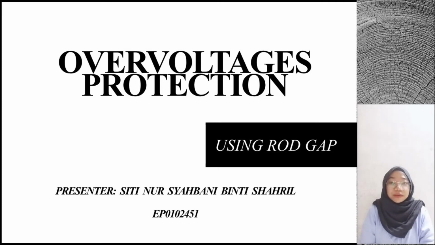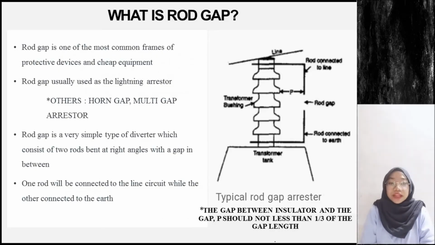I would like to proceed with presenting another type of overvoltage protective device, which is the rod gap. What is a rod gap? The rod gap is the most common form of protective device used for overvoltage protection, especially in terms of lightning arresters. Other than the typical rod gap as shown in the figure, we have the horn lightning arrester and the multi-gap lightning arrester. The rod gap is the most commonly used device because it is a very simple type of diverter, which consists of two rods bent at a right angle with a gap in between.